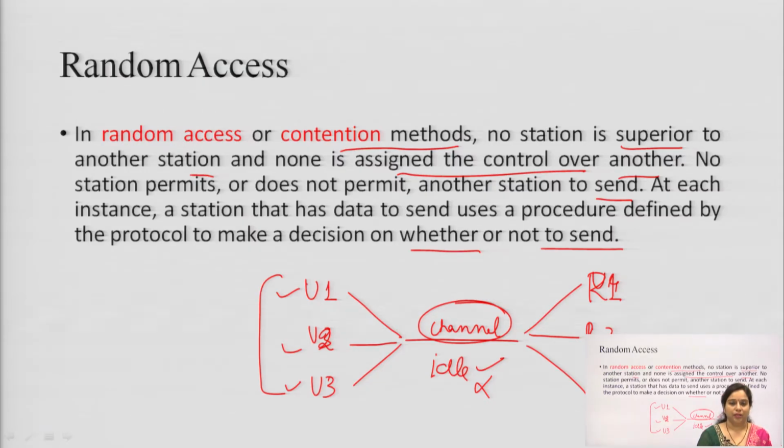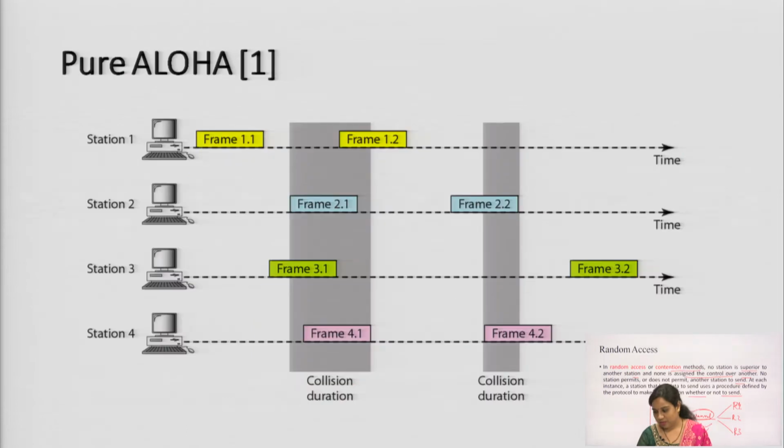What is the disadvantage? Let us say user 1 transmits the data whenever he or she wants to send, but user 2 is already accessing the channel. In that case a collision will take place. Collision means loss of information, overlapping of the packets will take place. So, these are the disadvantages of random access.